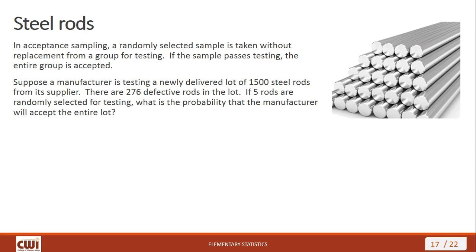So instead of testing all 1,500 steel rods, we're only going to test 5 of them. And we're going to select them randomly from the lot. So if we do that, what is the probability that the manufacturer will accept the entire lot? What's the probability that this lot will meet our quality assurance standards?